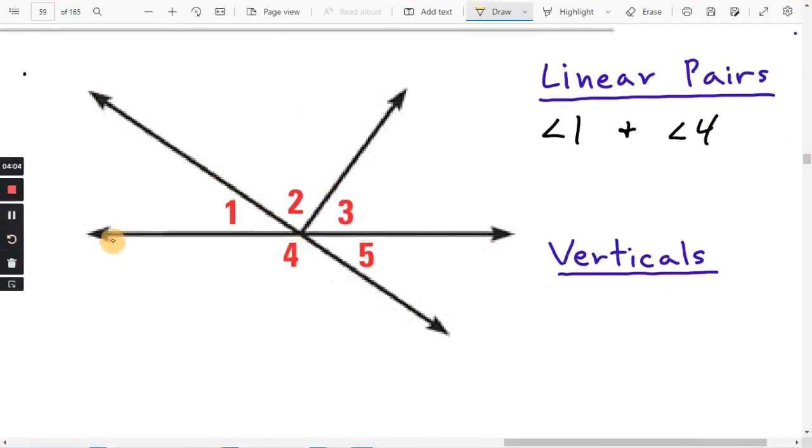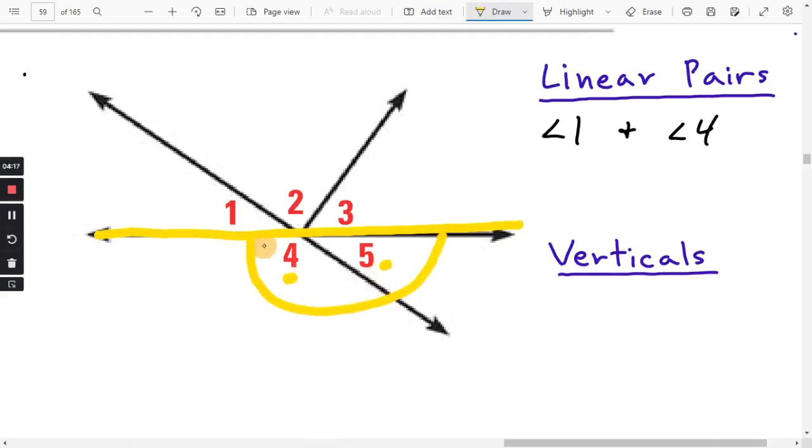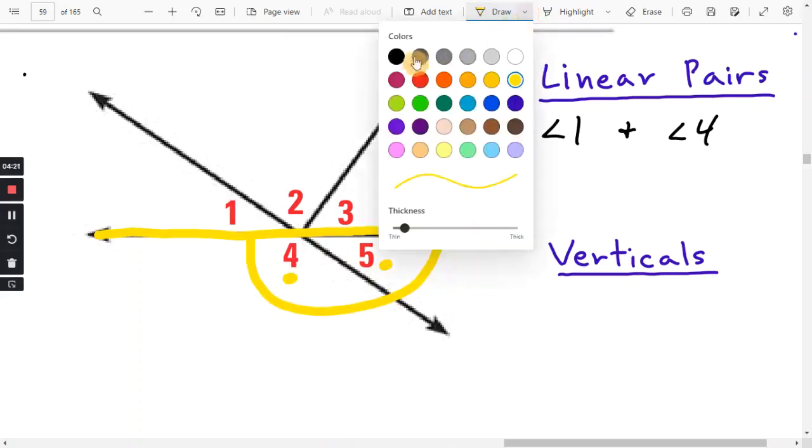Now let's look at another straight line. How about this one right here? Okay, we have angles 4 and 5. When we put those together, they make the straight angle. So 4 and 5 are also going to be a linear pair.